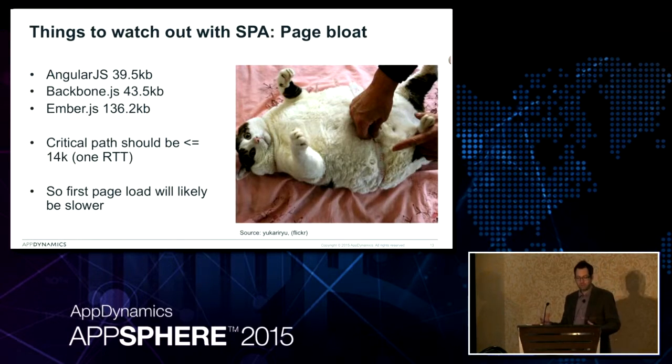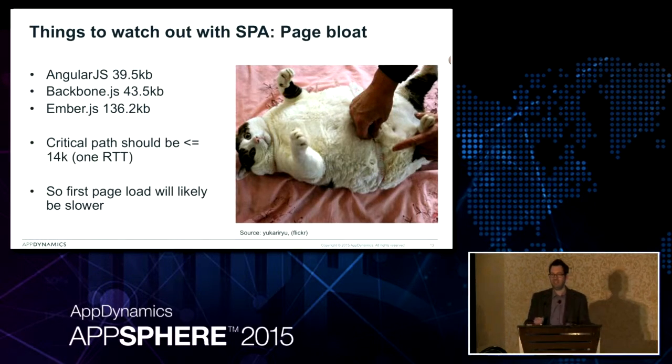Now, from a performance perspective, an important optimization to think about is that you want everything that's required to load the above the fold content for the user to be less than or equal to 14K. The reason for that is that it's basically one round trip. So in theory, going lower than that doesn't save you a network trip. That's kind of your optimization sweet spot.